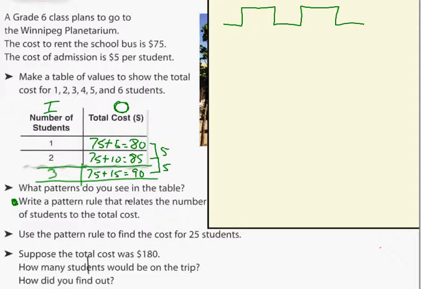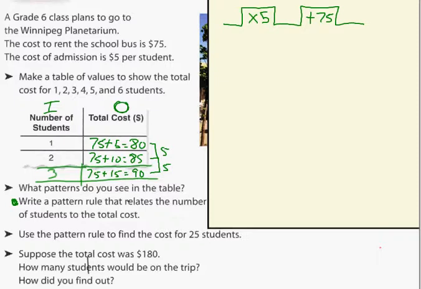I'm going to look at the pattern of the output. It's going up by 5 each time. I think I'm going to use that hint, because often this is correct. I'm going to try a times 5 as the first step of my input-output machine. And I'm then going to have a plus 75 right here. Now, why did I put a plus 75? Well, that's because the school bus rental is $75.